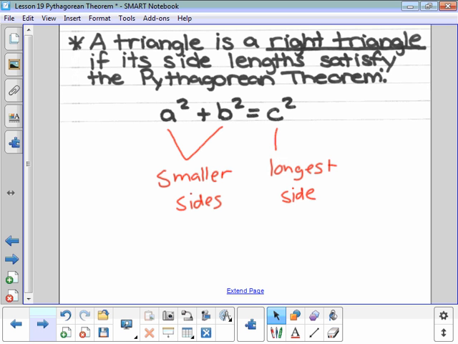So if I can take three side lengths of a triangle and plug them in for A, B, and C, where C is always the longest one, and my left side when I simplify it is equal to the right side when I simplify it, then my triangle is a right triangle.